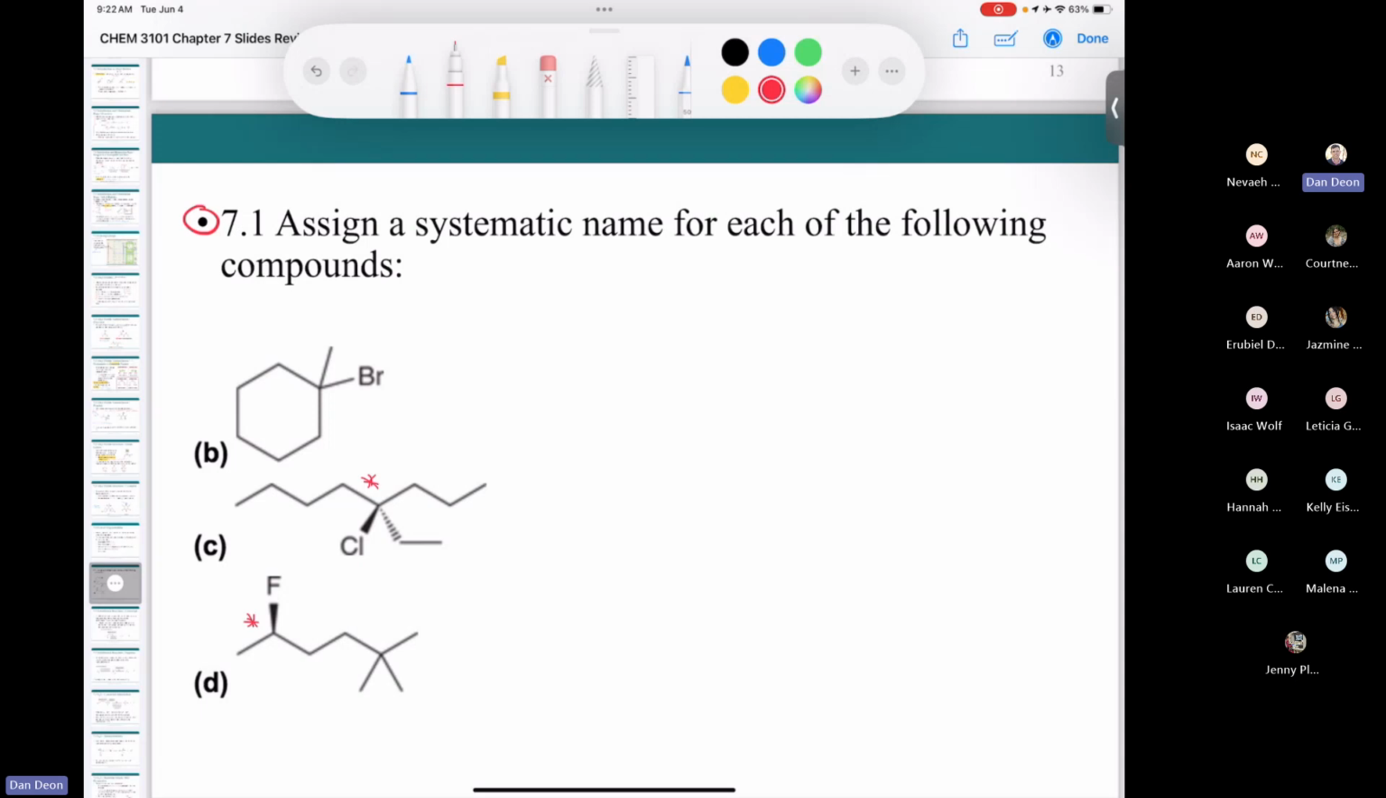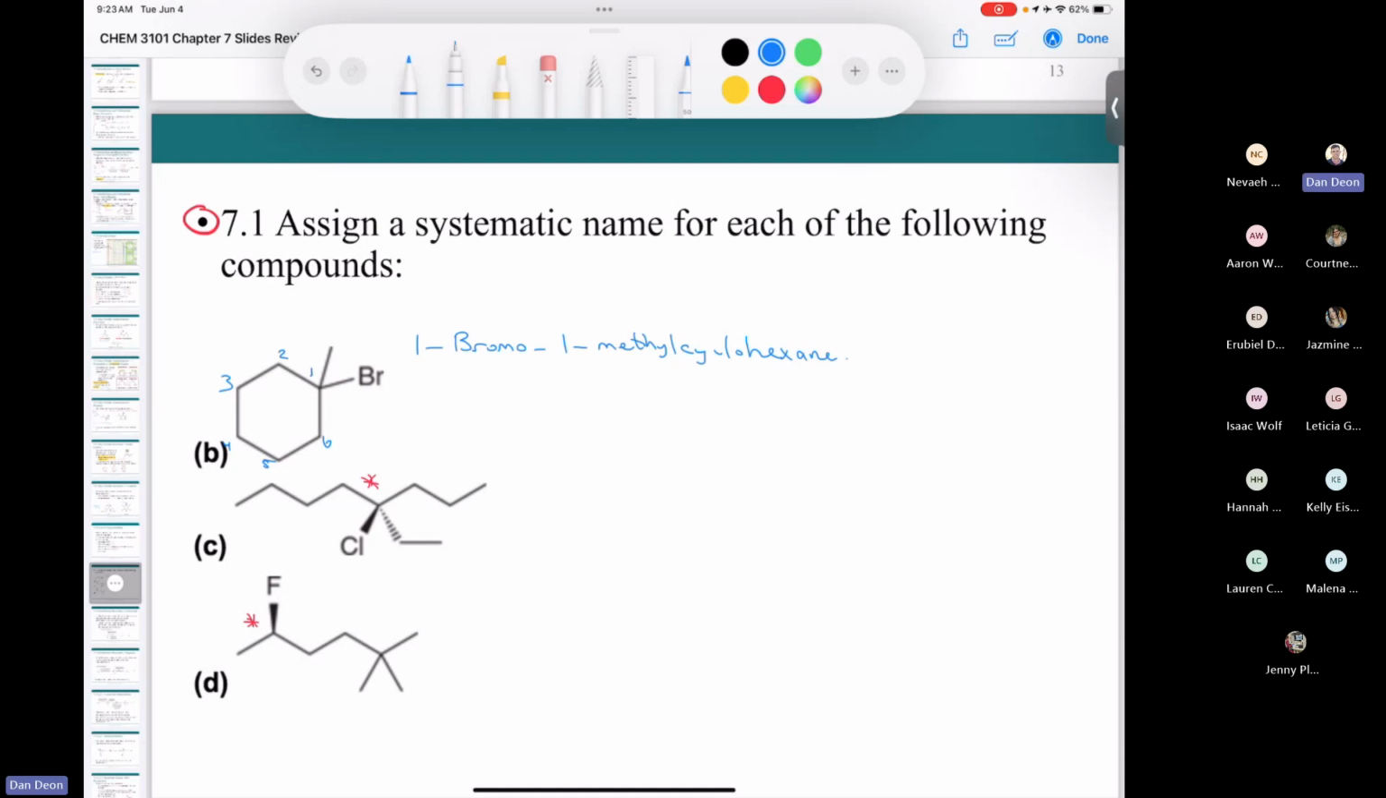All right, so for the first one, our parent for this one is 1, 2, 3, 4, 5, 6 carbons. So this is some kind of cyclohexane. Now we do have to use locants because there's more than one substituent. And so this would be a 1-bromo and a 1-methyl. We put the bromo first because B comes before M in the alphabet. And so this would be 1-bromo-1-methylcyclohexane. Like that.